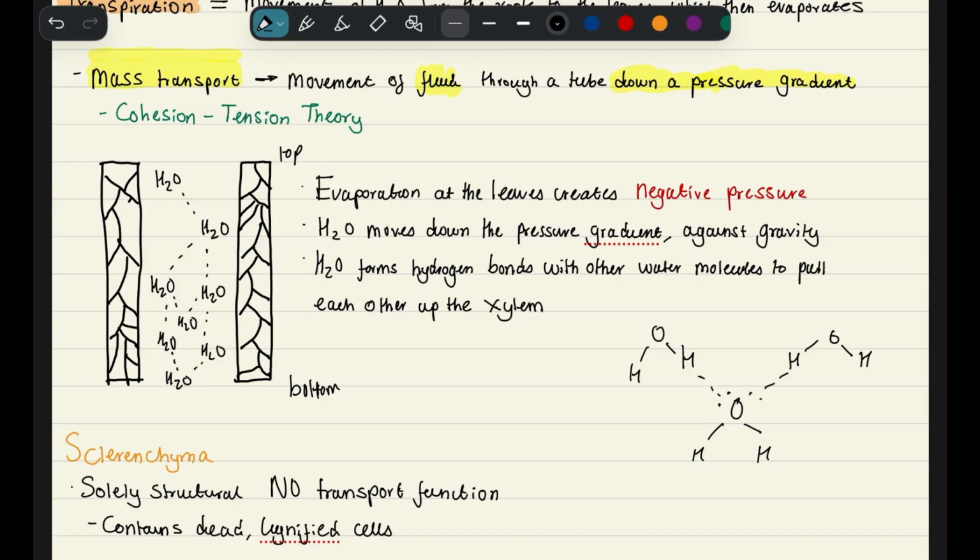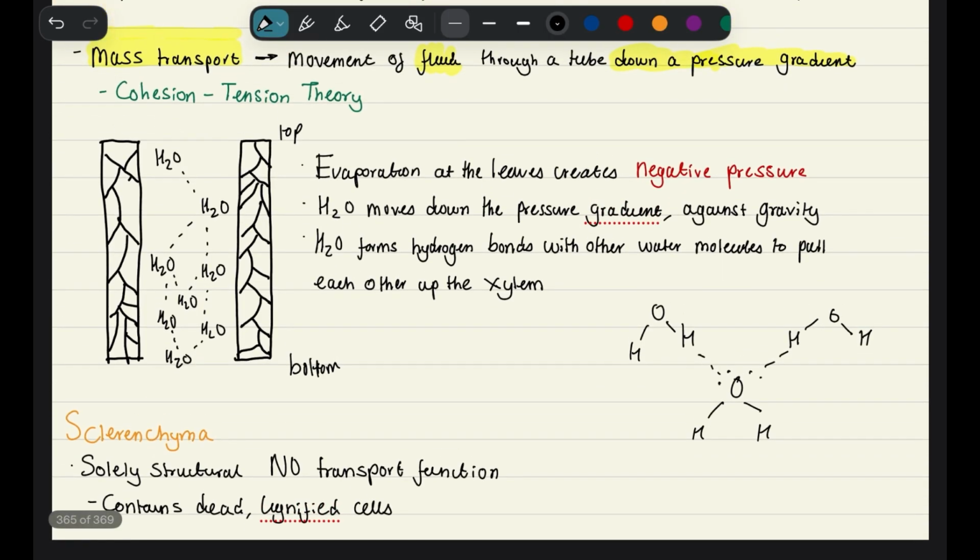Because they're cohesive to each other, they pull each other up under tension up the xylem. Another thing water can do is form hydrogen bonds with the wall as well. Because it forms hydrogen bonds with the cellulose in the wall, that also allows it to adhere. So, cohesion to each other, adhesion to the wall. That helps to get up the xylem. That's how cohesion tension works. You always create the negative pressure at the top, which creates a pressure gradient, and then the water molecules bind to each other and also to the wall to get up.